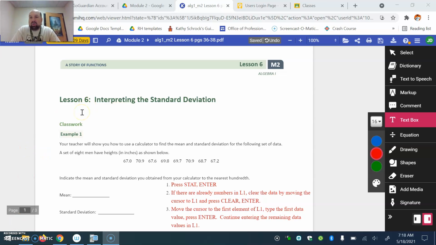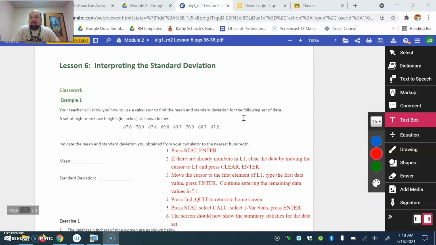Okay, this is the video for lesson 6, interpreting the standard deviation. Example 1: your teacher will show you how to use your calculator to find the mean and standard deviation for the following set of data. We have a set of 8 men having heights in inches as shown below.